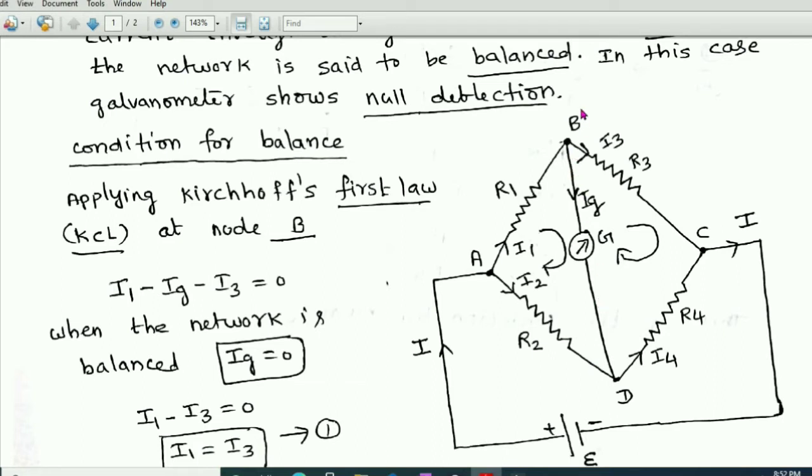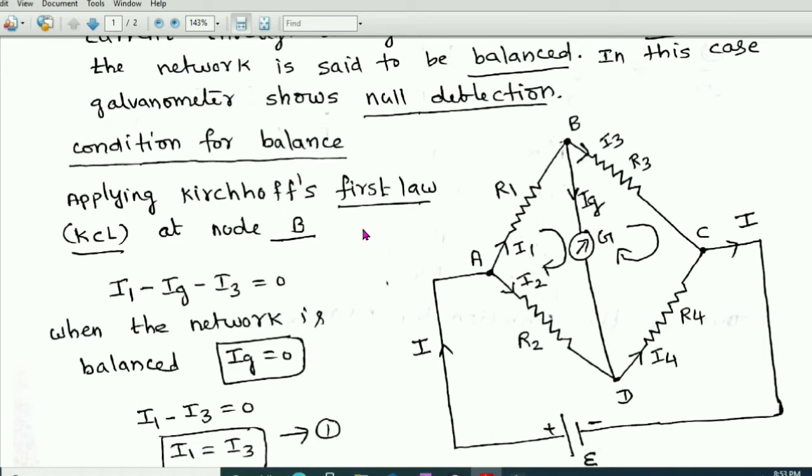So let us take the points B and D, because the galvanometer current should be 0. Across these points B and D the galvanometer is connected, so the galvanometer arm is BD. Now let us apply Kirchhoff's first law at the points B and D. At point B, 3 conductors meet: this is one conductor, this is another, and this is another. So 3 current elements meet at point B, and for these we apply Kirchhoff's first law.